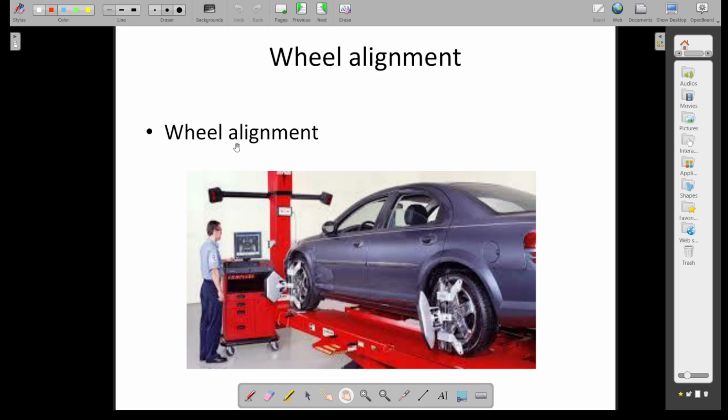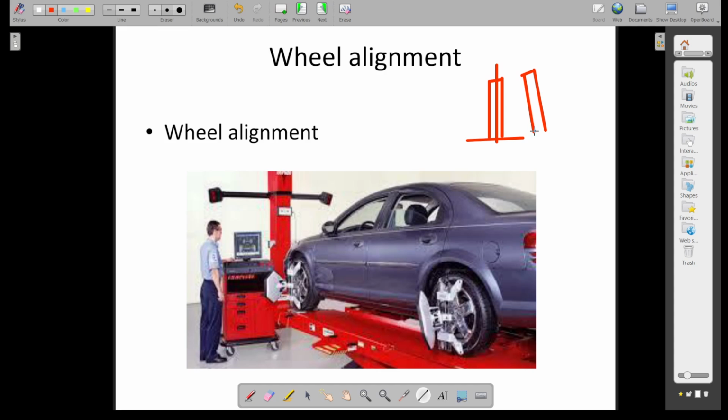So why is it necessary? So that we can adjust the angles of the wheel so that they are perpendicular to the ground. Your wheel, whichever wheel it is, should be perpendicular to the ground. It should not be inclined. This you can see, this is the inclined one.